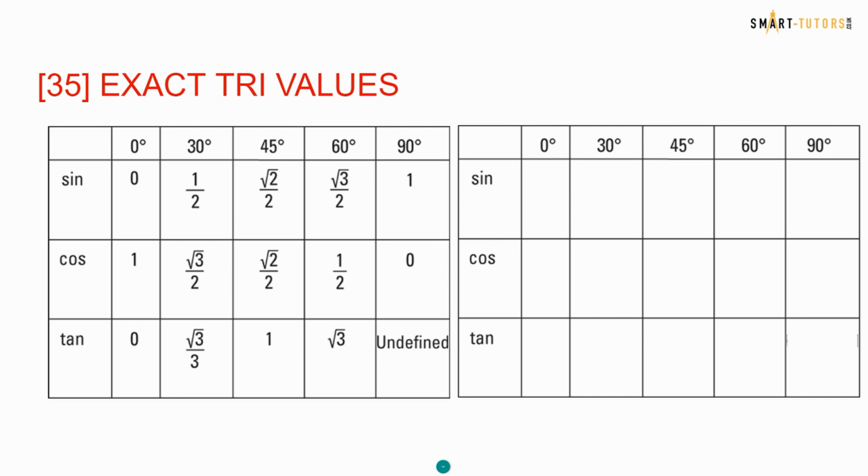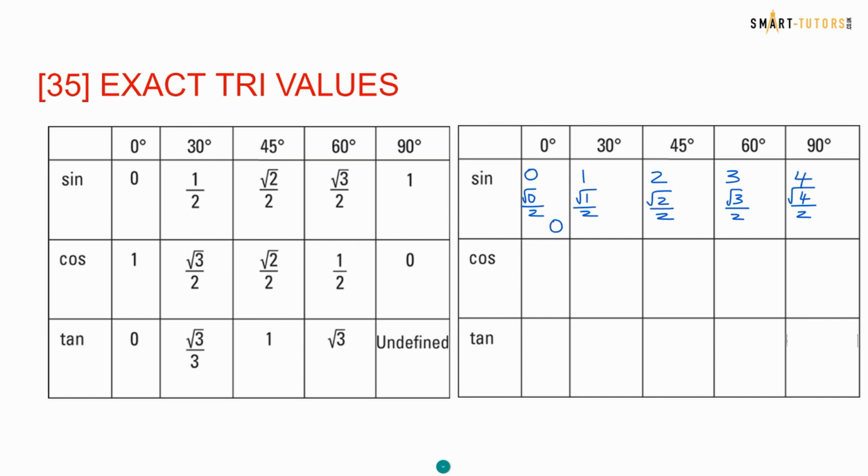All you want to do is write 0, 1, 2, 3, 4. Then square root the numbers: square root of 0, square root of 1, square root of 2, square root of 3, square root of 4. Then divide each by 2. So the first answer is: square root of 0 is 0, and 0 divided by 2 is 0.